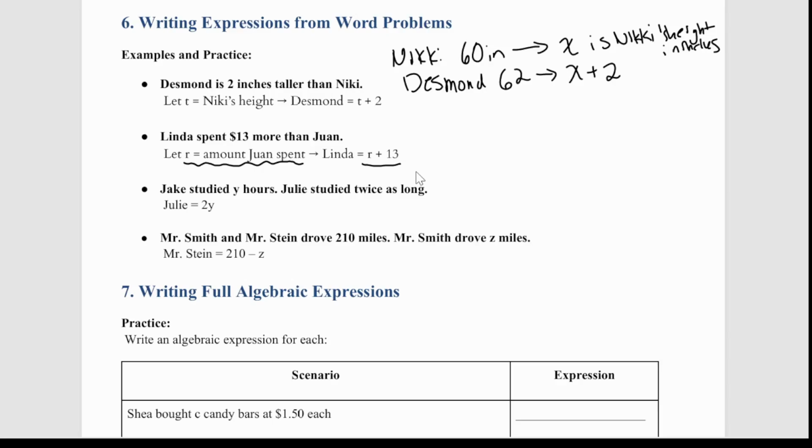And then after you've actually written those, it's worth doing a little bit of a sanity check. So if, for example, Juan spent $50, then we would expect that Linda would spend $63. And indeed, that's how it's written in this problem, because that is 13 more. And that works whenever you assign 50 to be R, and then 63 would be R plus 13. So we're good. Sometimes they're actually nice and they tell you how to define the variable. So if it's something like Jake studied for Y hours, Julie studied twice as long, great, Julie is 2Y, and they already defined Y as Jake's hours.